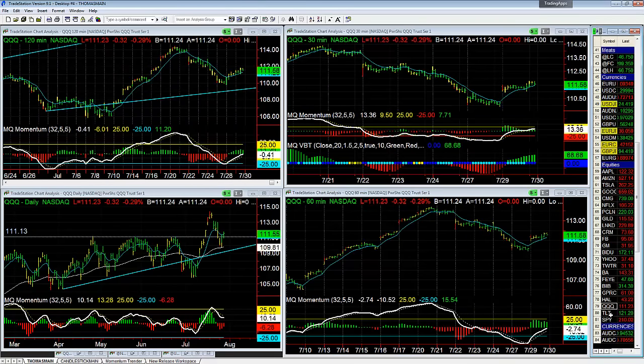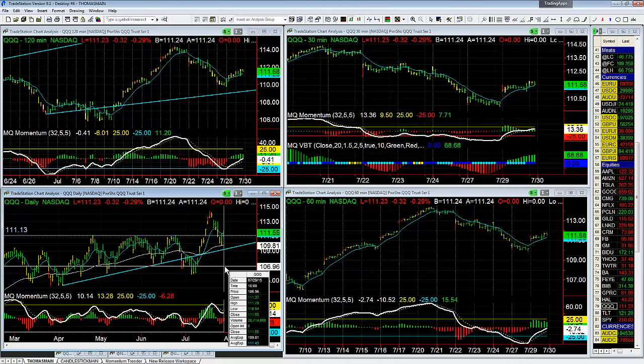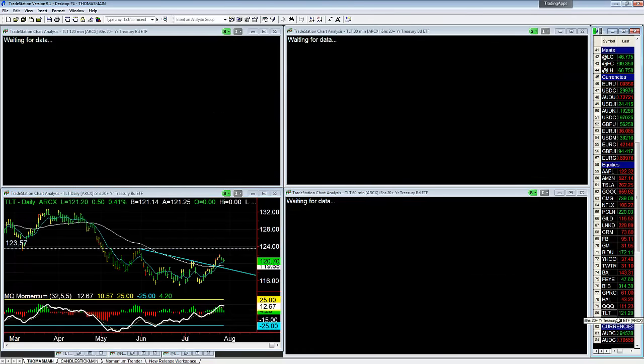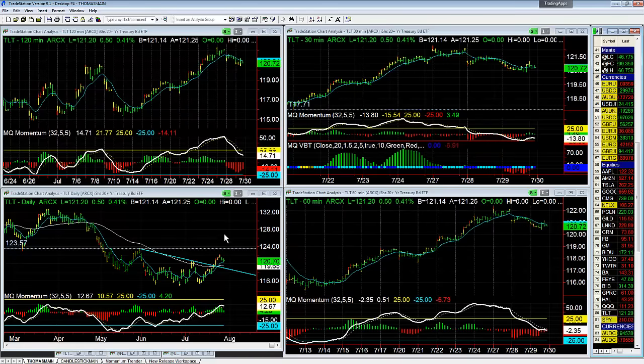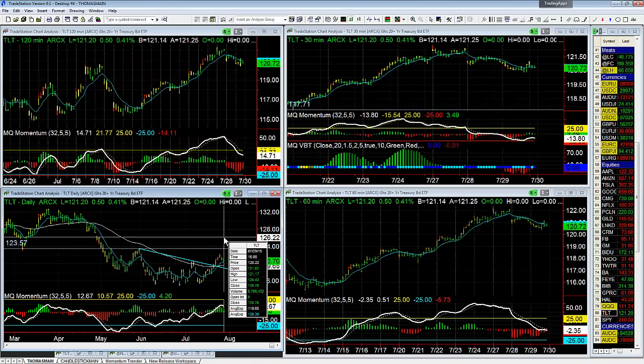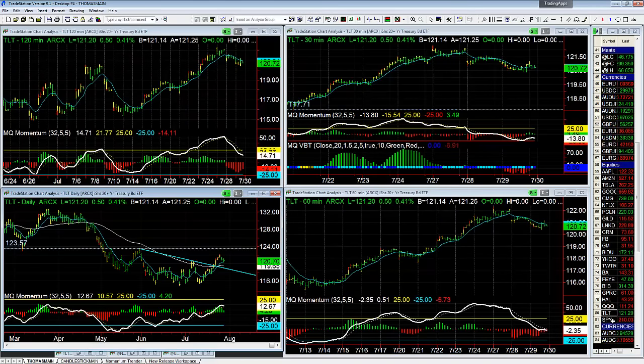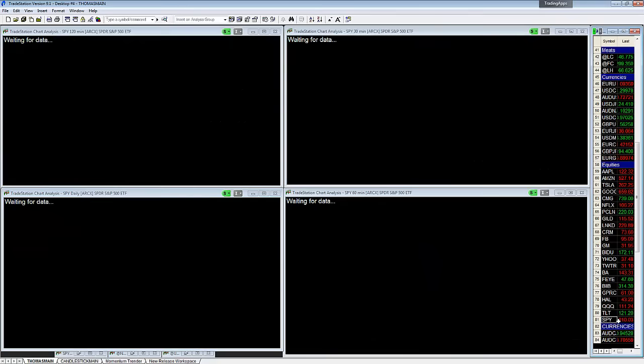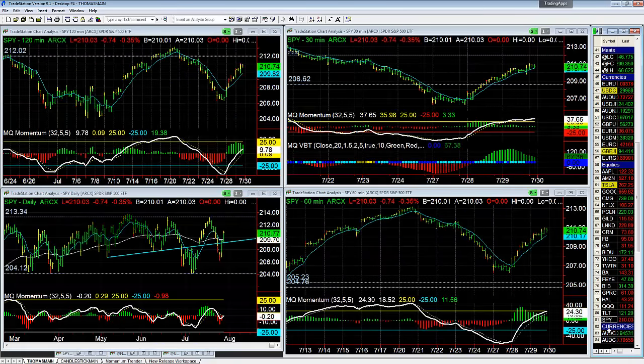QQQs. If you break yesterday's low, you'll have a bear flag. So if it goes down below 110.94, you'll have a bear flag on the dailies. TLT. If you break yesterday's high, so if it goes above 121.17, you'll have a bull flag on the dailies, which is going to be gapping above that.